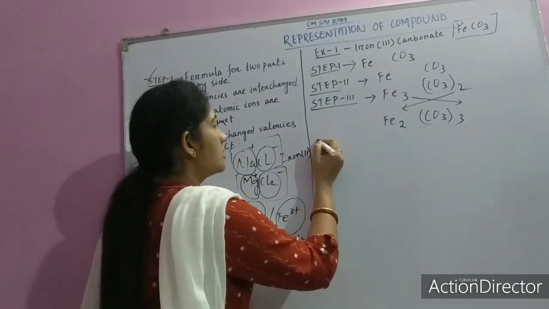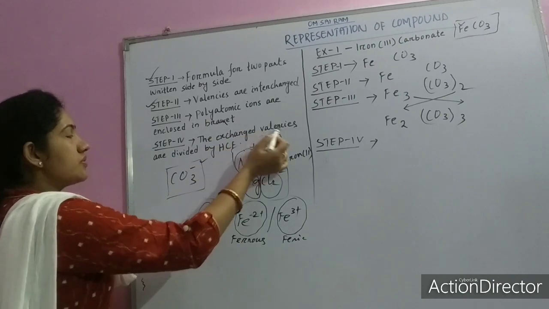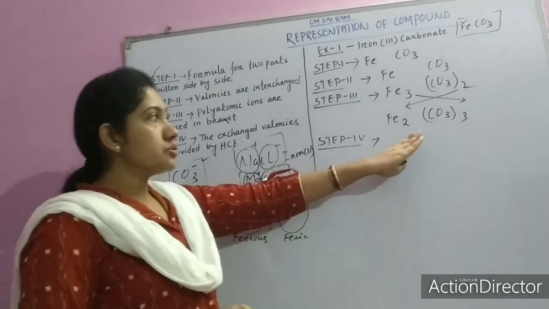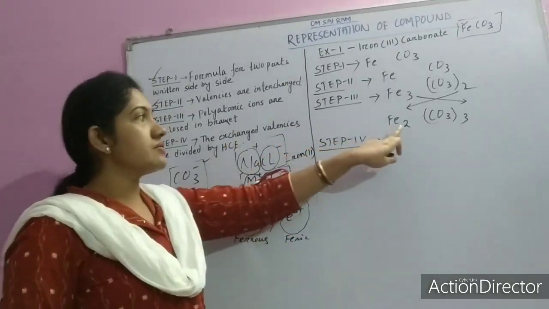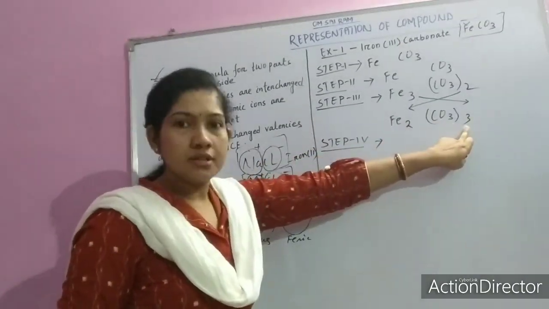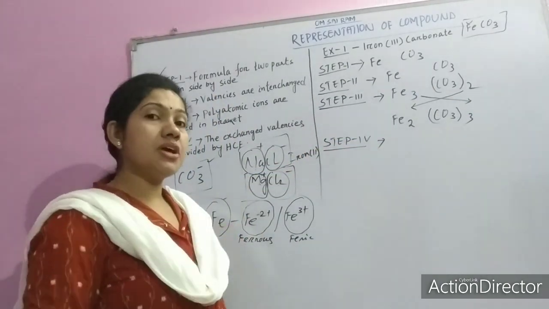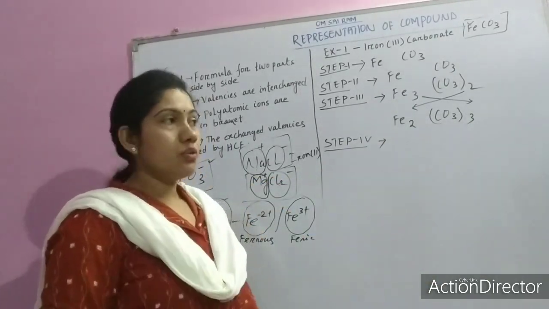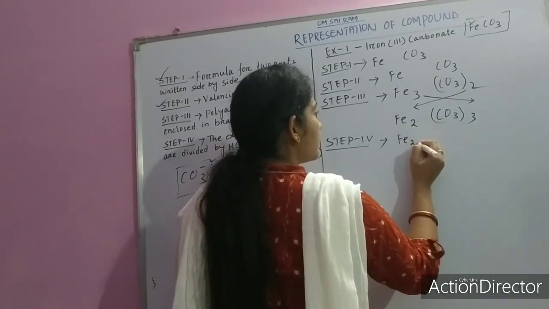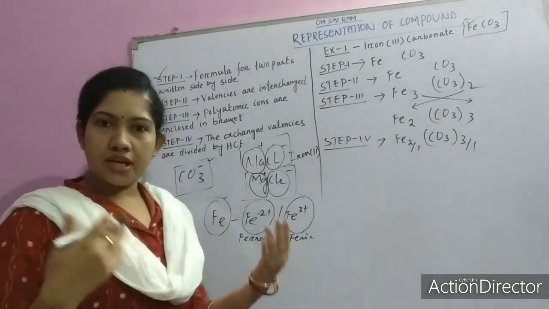Now let us move on to step 4. The charged valencies are divided by HCF, highest common factor. So here we have exchanged the valency. Fe got 2 now and CO3 got 3 now. So now we have to divide by their highest common factor. What will be the highest common factor of 2 and 3? Obviously 1. 1 will be the highest common factor of 2 and 3. So if we divide it by 1, we will get the same result.